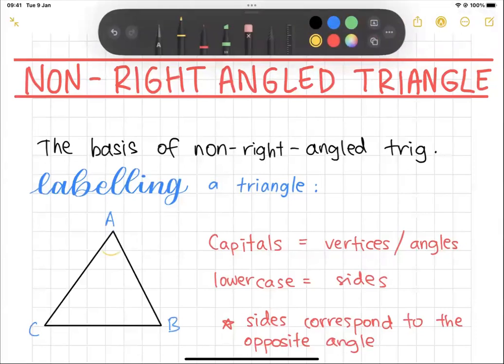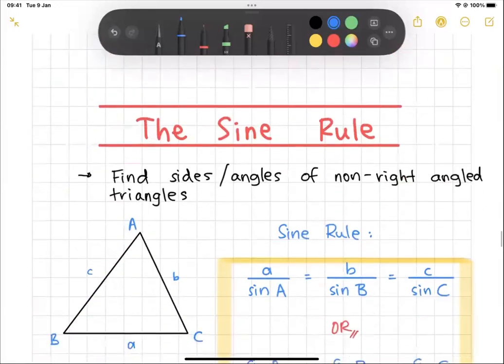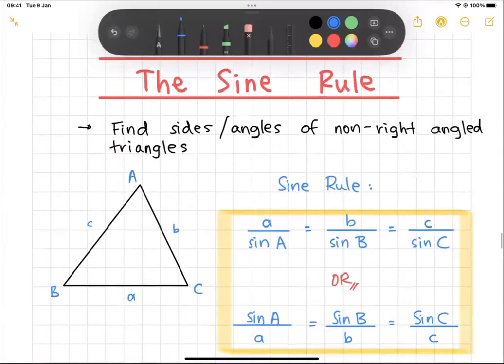If this is my angle A, my side would be the opposite of it. So this will be side a, this will be side b, and this will be side c. Sides correspond to the opposite angle, nothing new. We've learned this in SOHCAHTOA. So let's move on to the first method to solve a non-right angle triangle.